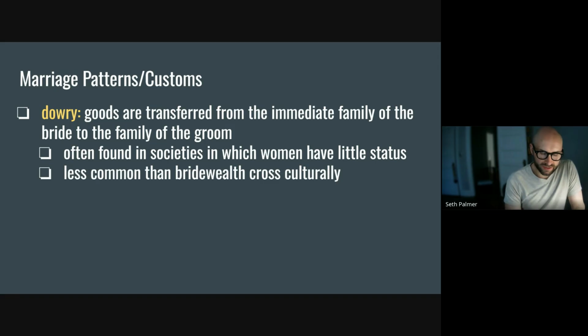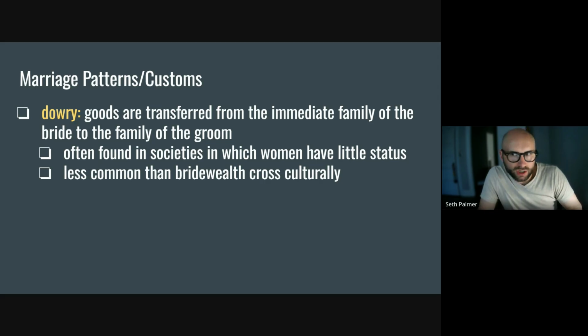Dowry correlates with the idea that the wife is a burden to the husband's family, and so, again, the wife's family is giving a gift to the husband's family, saying, thank you for taking on this extra mouth to feed, sort of idea. It exists in only about 4% of cultures worldwide, mostly in South Asia, North Africa and the Balkans. It's usually found in patrilineal, patrilocal societies. Again, this is connected to the idea that the wife is somehow a burden to the groom's family.